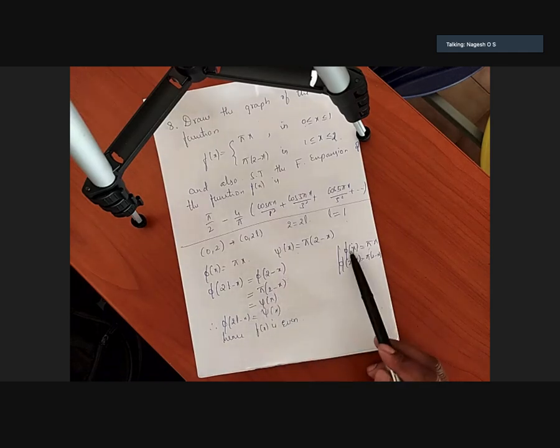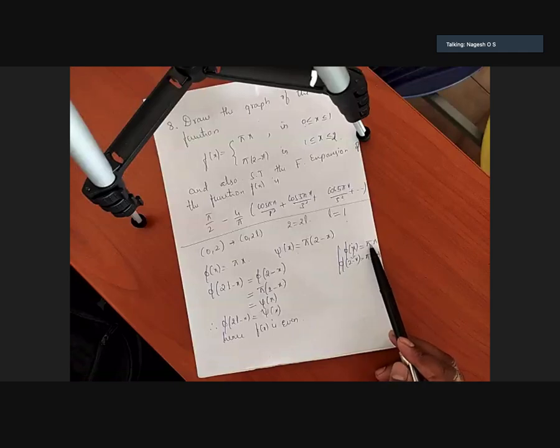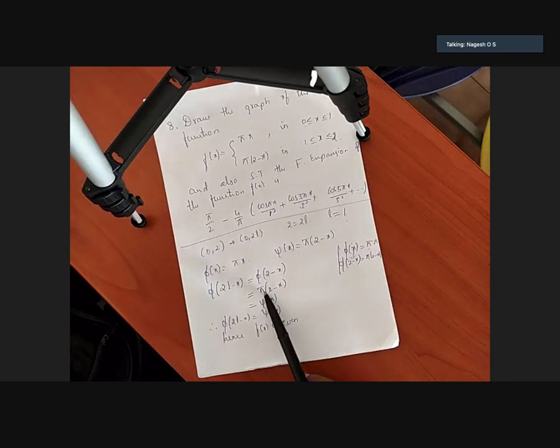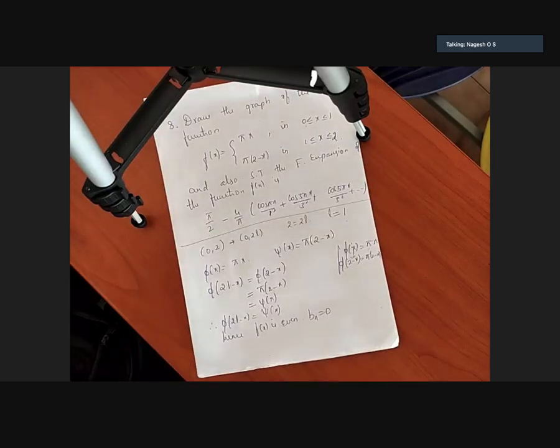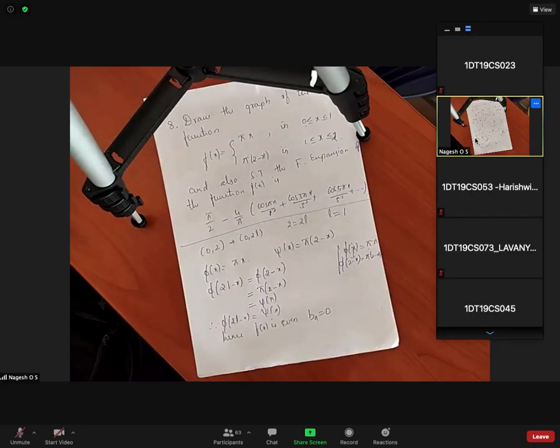To check whether it is even or odd, phi of 2L minus x is nothing but phi of 2 minus x, because L value is 1. Phi of x is pi x. Phi of 2 minus x will be, in place of x, 2 minus x. Wherever x is there, you put 2 minus x. This is nothing but psi of x only. So phi of 2L minus x is nothing but psi of x only. Hence it is even. Even means Bn is equal to 0.